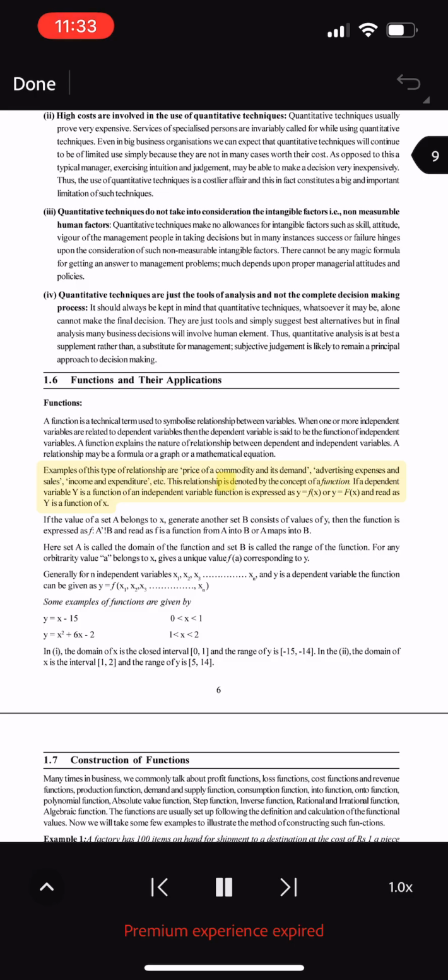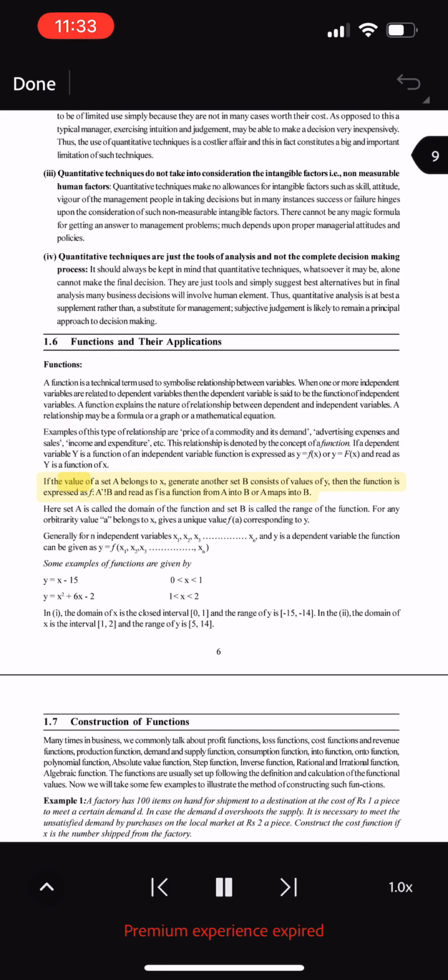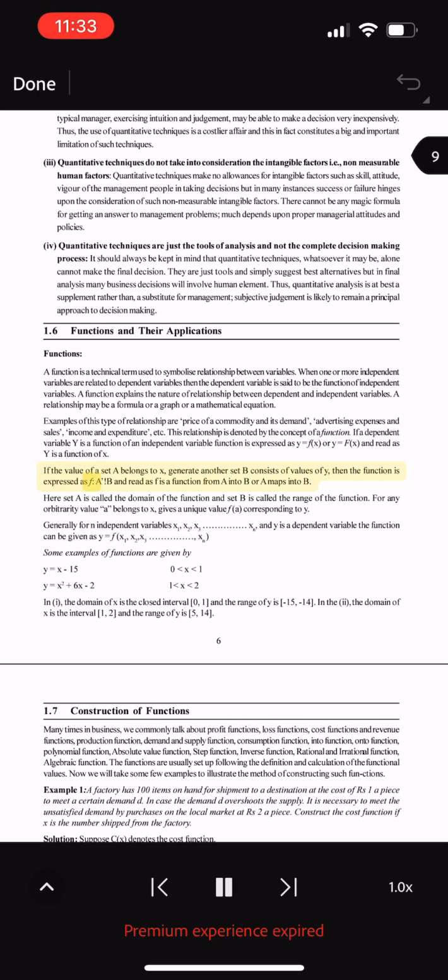This relationship is denoted by the concept of a function. If a dependent variable y is a function of an independent variable x, the function is expressed as y equals f(x), and read as y is a function of x. If the values of a set A belong to x, generating another set B consisting of values of y, then the function is expressed as f: A → B, and read as f is a function from A into B, or A maps into B.